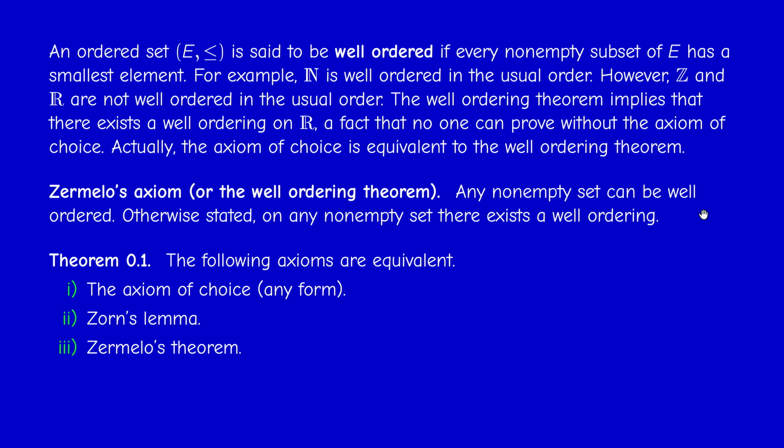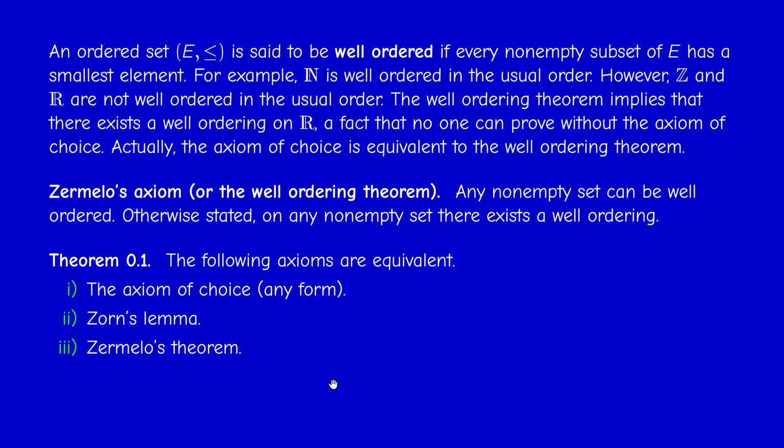Okay, and the main result of this video, of this section, is that the axiom of choice in any form you like, Zorn's lemma, and the well ordering theorem are equivalent. So if we accept all the other axioms of set theory, we can deduce Zorn's lemma from the axiom of choice and vice versa. And we can deduce Zermelo's theorem from the axiom of choice and vice versa. So if we assume the axiom of choice, then Zorn's lemma becomes a theorem and Zermelo's theorem as well. If we take Zermelo's theorem as an axiom, then the axiom of choice would be a theorem.